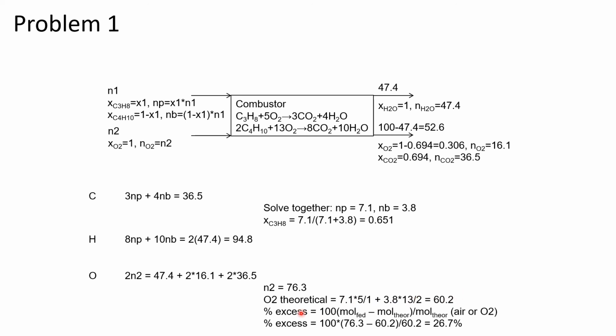So we can calculate the excess by simply taking the amount of oxygen that was fed, subtracting the theoretical amount, and dividing it by the theoretical amount. We can do this either for oxygen or CO2. If we put in the amount that is fed, which we calculated as N2 is 76.3, subtract off the theoretical amount, which is 60.2, take that difference, divide by 60.2, and multiply by 100 to get the percent, we get 26.7%.